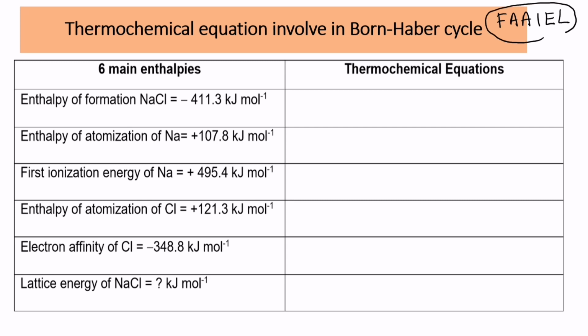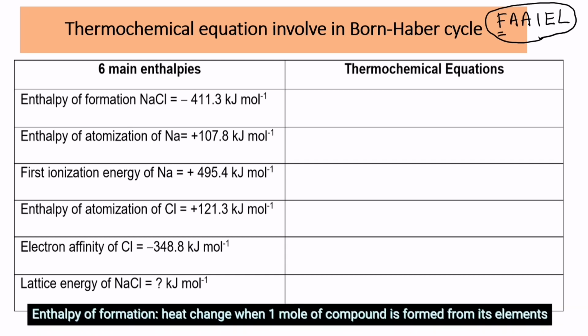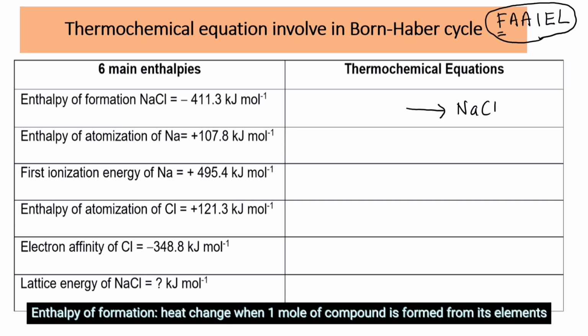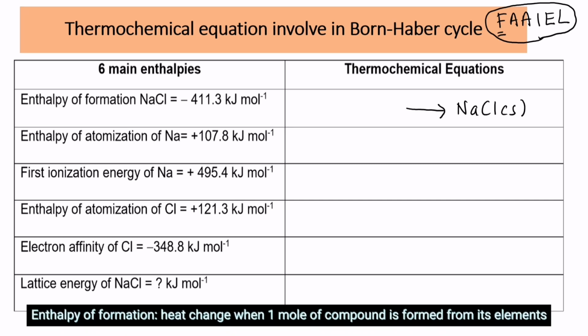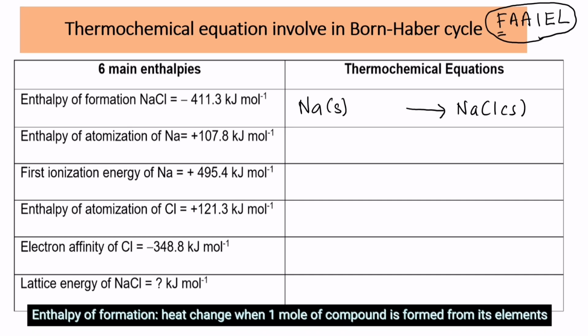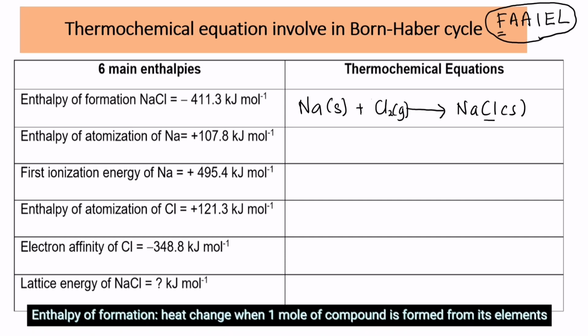So, enthalpy of formation. Enthalpy of formation means the heat change when 1 mole of a compound is formed from its elements. So we want to form the compound NaCl solid from its elements. Its elements are Na solid plus Cl2 gas. Because of 1 mole of Cl, we write half Cl2.